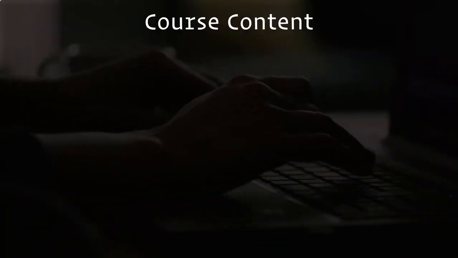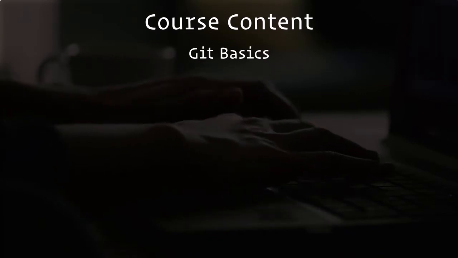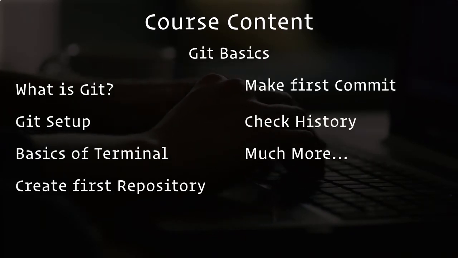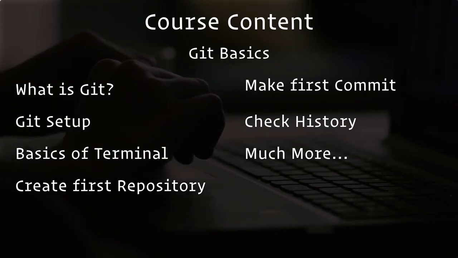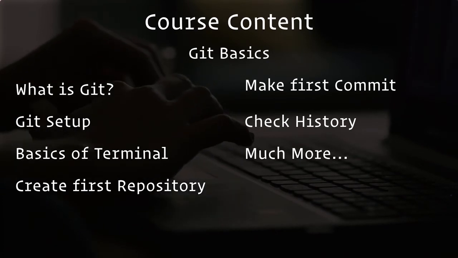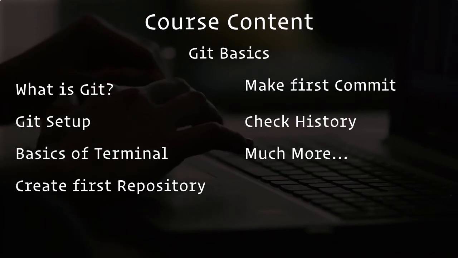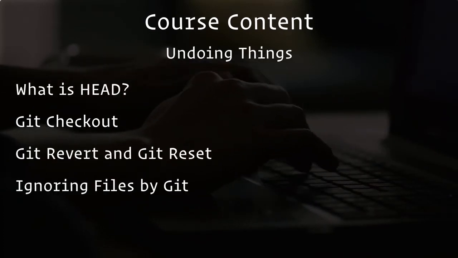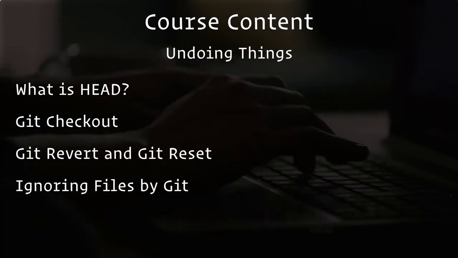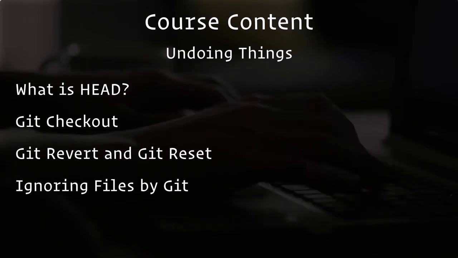Let's talk about the course content. We will start from Git Basics, where you can learn how to install Git. We will go through the basics of the terminal. We will create our first local repository, and you will see how to save different versions of the project as snapshots using commits. Next, we will move on and learn how to go back in time and check the previous states of the project, update them, or even delete.